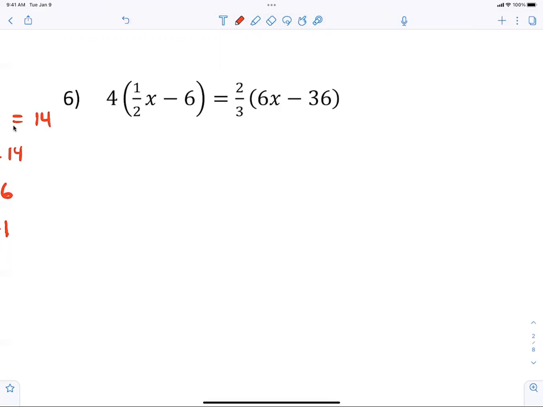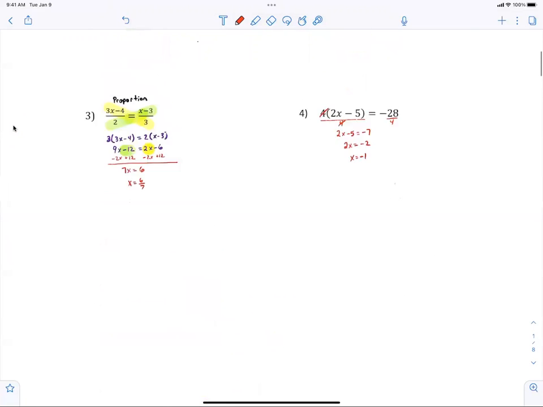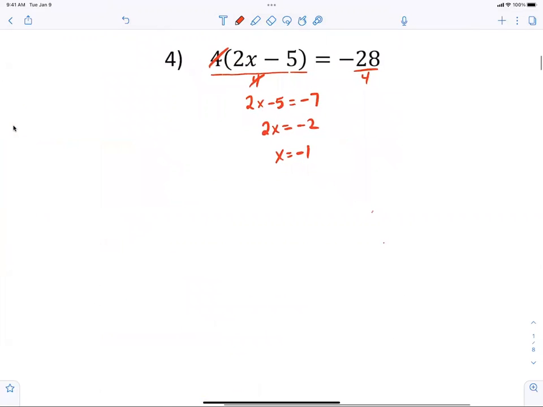I just had a question on number four. I ended up with 8x or -8x. How did you get negative 8, but I still got -1. Yeah, because you distributed. I'm good with that.